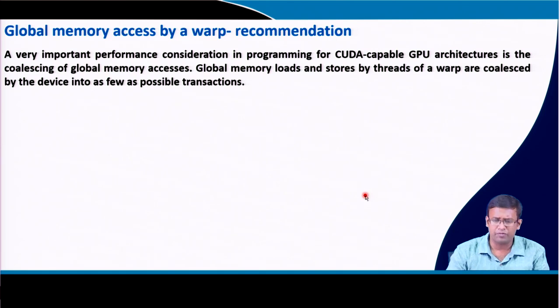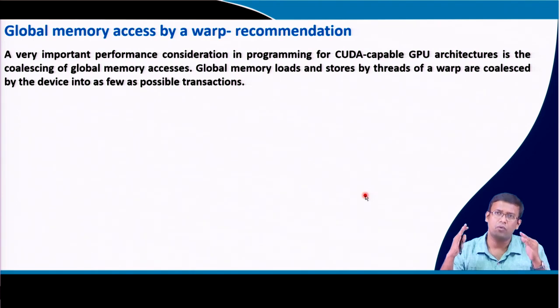A very important performance consideration for programming CUDA capable GPU architecture is the coalescing of global memory access. Why? If you coalesce, instead of a 2D array, you put it into a 1D contiguous array, coalescing the global memory.